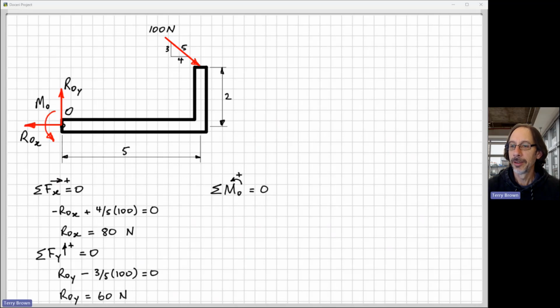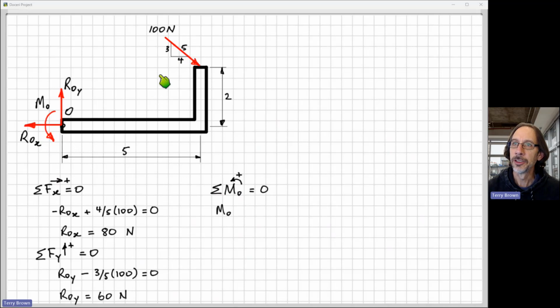Sum of the moments about O. So again, the fully correct way to write this equation: sum, capital sigma, moments, capital M, anti-clockwise positive, indicate where you're taking moments about. Must have this subscript here, right? All equal to 0. So we've got a moment here, that's the reaction moment, and then we've got the moment generated by this force over here. ROY and ROX both pass through O, so they have no moment.